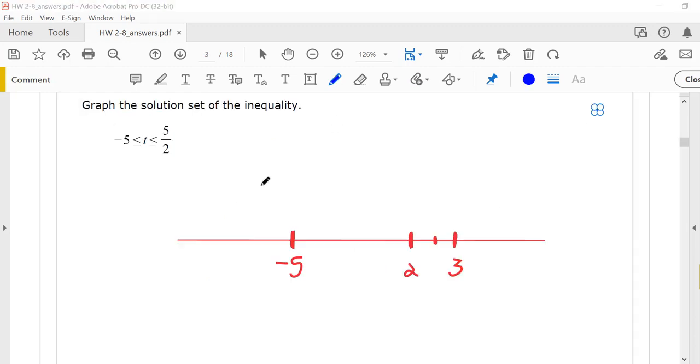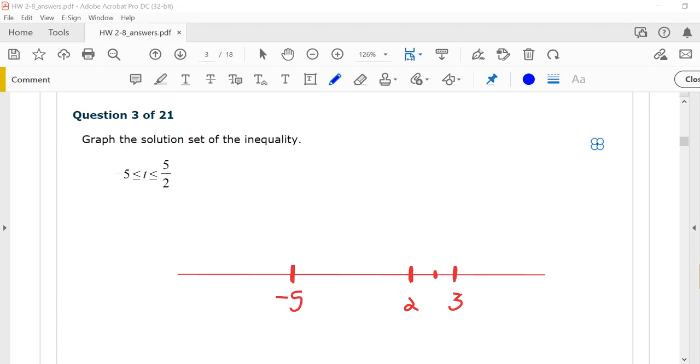Number 3, you want to graph the solution set of -5 less than or equal to t less than or equal to 5/2. First of all, you need to know that 5/2 is 2.5. So we know that it's less than or equal to here. So -5 is less than or equal to, I'm going to do a closed circle here. And t is also less than or equal to 5/2.